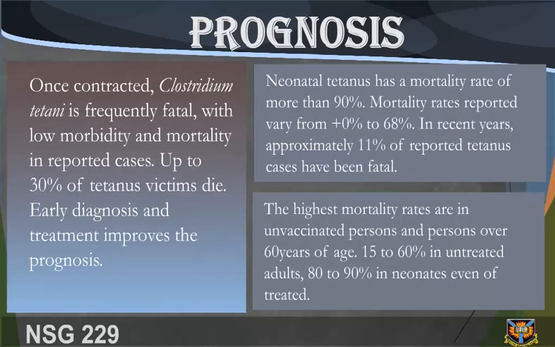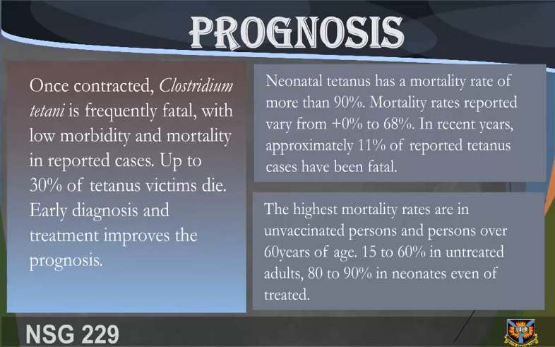Prognosis. Once contracted, tetanus is frequently fatal, with high morbidity and mortality in reported cases. Up to 30% of tetanus victims die. Early diagnosis and treatment improves the prognosis. Neonatal tetanus has a mortality rate of more than 90%. Mortality rates reported vary from 0% to 68%.